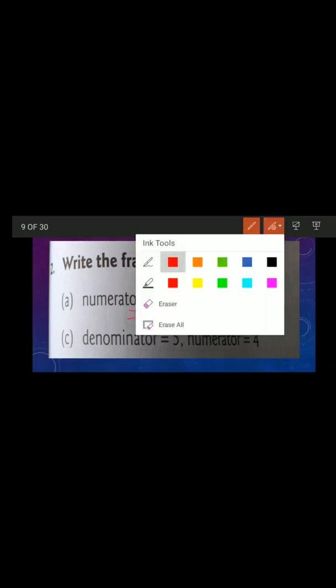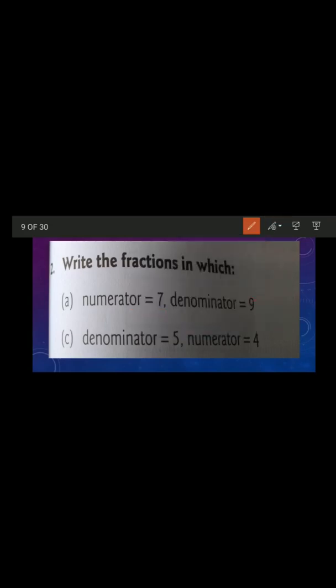Now, the next is denominator is 5 and numerator is 4. Again we will make a line and then the number which is above the line is known as numerator and the number which is below the line is called denominator. So what numerator is given? It is 4. So we will write 4 at numerator place. And what denominator is given? That is 5. So we will write 5 at denominator place.